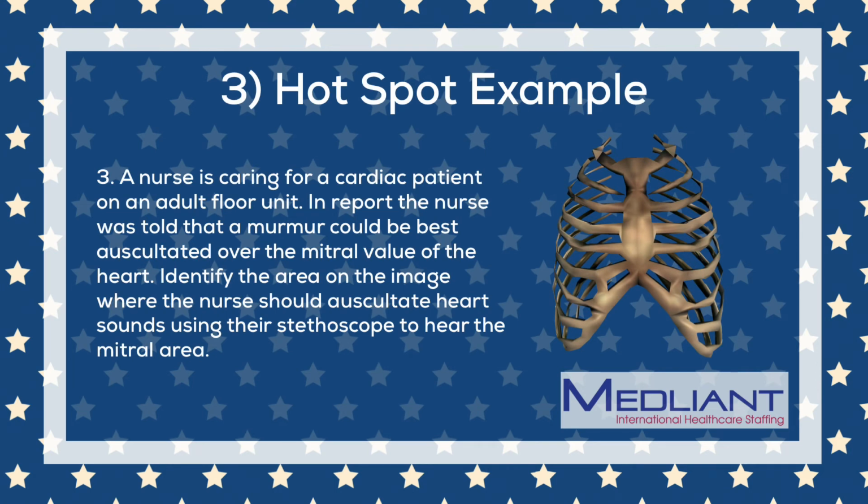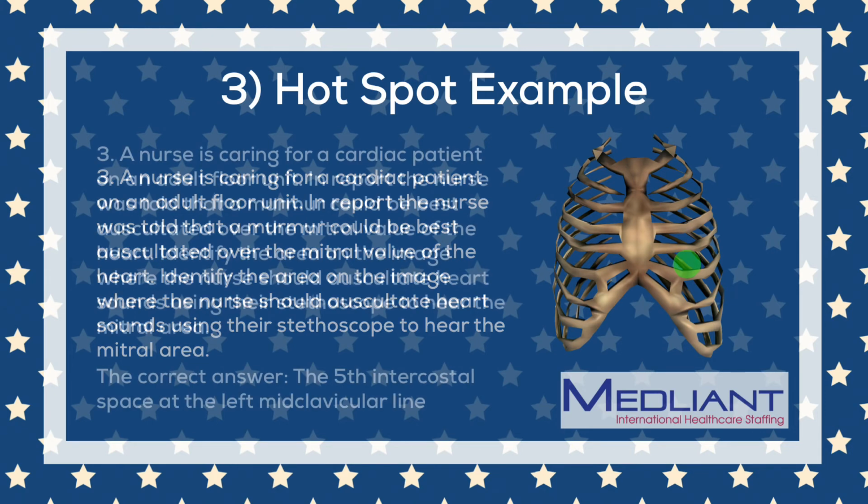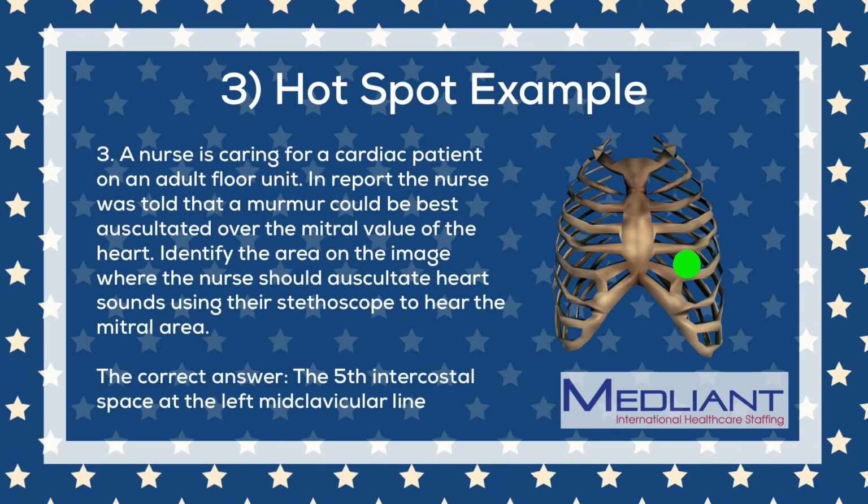A nurse is caring for a cardiac patient on an adult floor unit. In report, the nurse was told that a murmur could be best auscultated over the mitral valve of the heart. Identify the area on the image where the nurse should auscultate heart sounds using their stethoscope to hear the mitral area. The correct answer is over the fifth intercostal space at the left midclavicular line, which is the best location to auscultate the mitral area using a stethoscope.